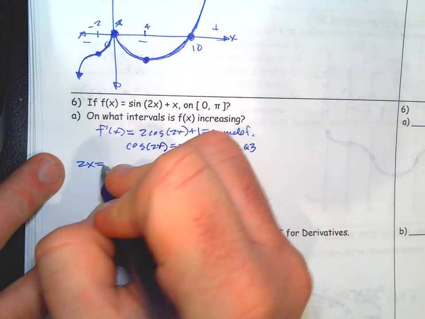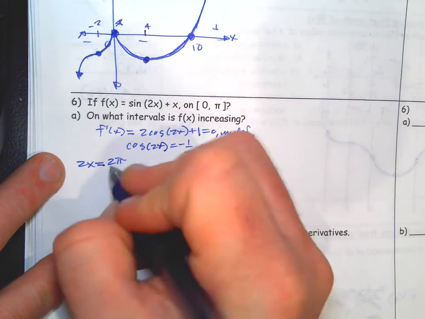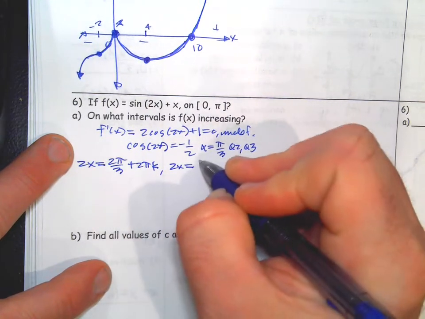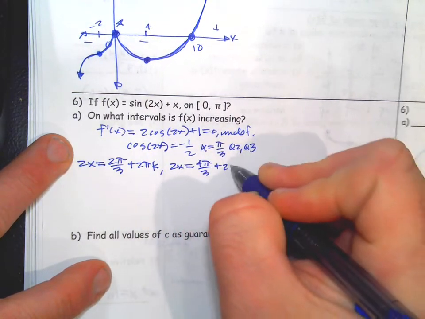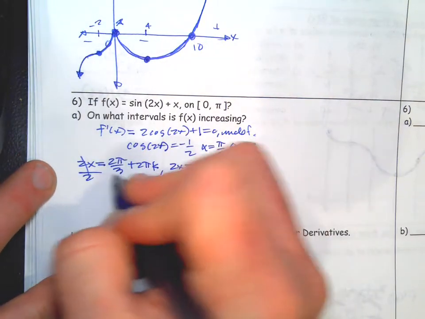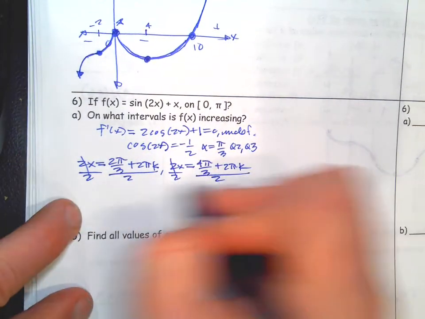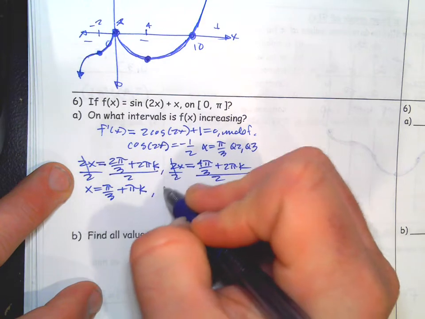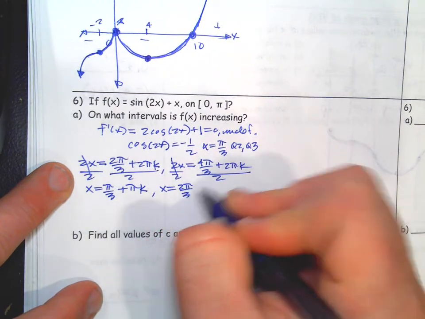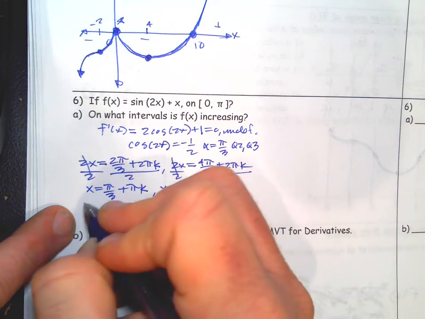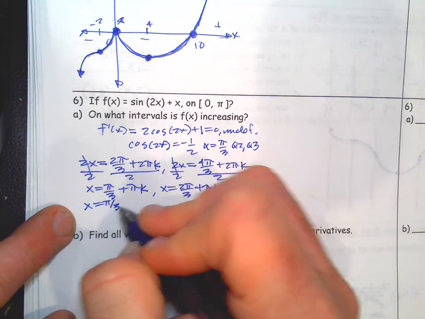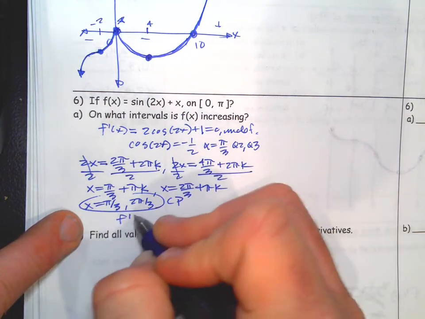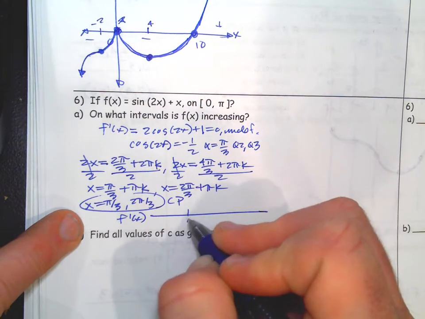2x equals, quadrant 2 would be 2 pi over 3 plus 2 pi k. And then 2x would equal 4 pi over 3 plus 2 pi k. And we divide by 2. x equals pi over 3 plus pi k. x equals 2 pi over 3 plus pi k. So x equals pi over 3, 2 pi over 3, and that's all we care about right now. That's your critical point. So we're going to do a line check, f prime of x, pi over 3, 2 pi over 3.